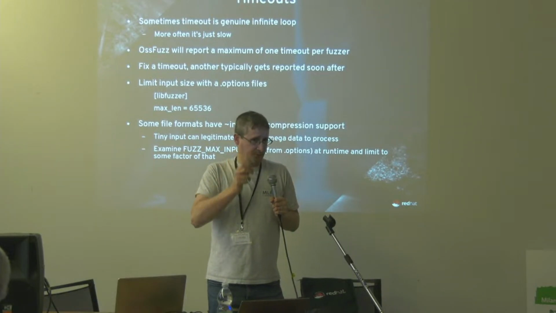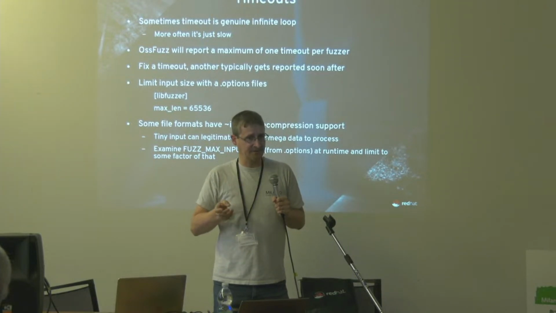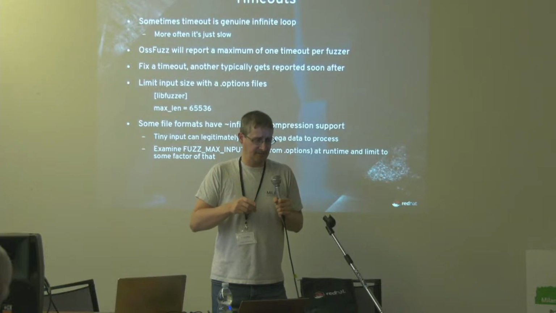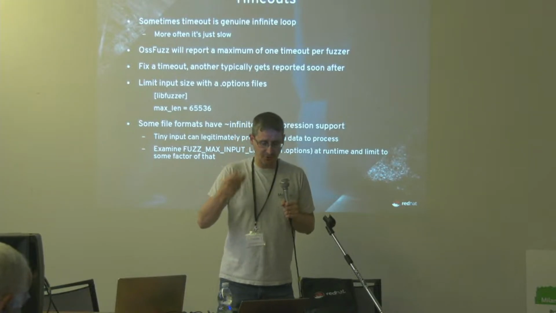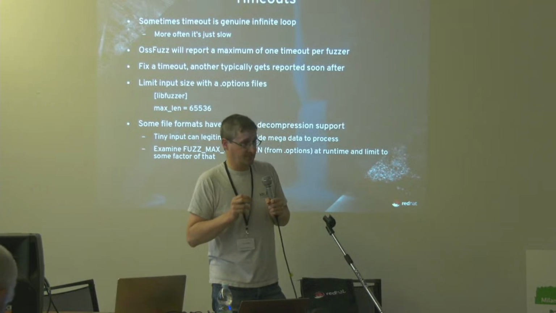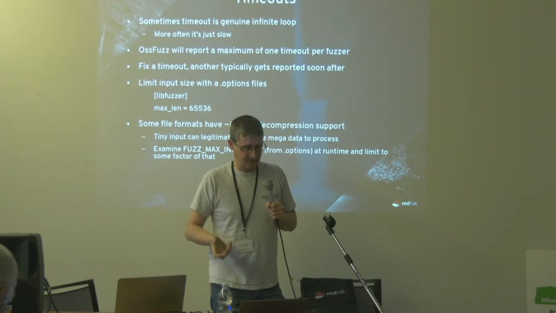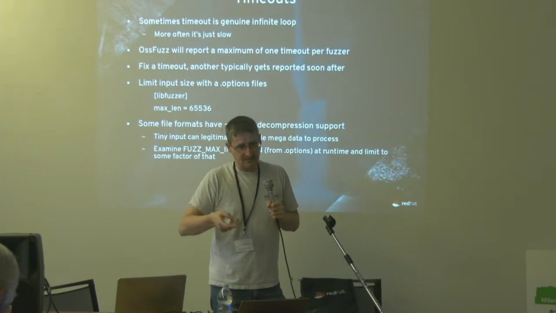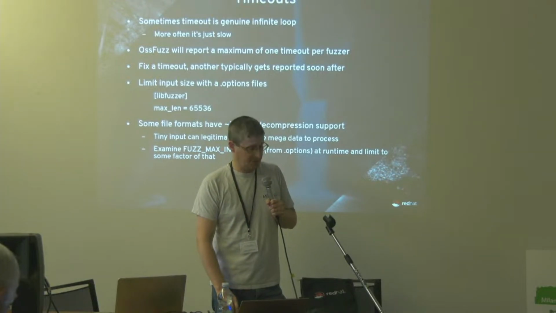It'll report one of them for each fuzzer. If you were to fix it, then another one will be found inevitably. So there's always this constant churn of timeouts. It's great when you find something that's an infinite loop because you've got a real bug. It's really painful when you have this constant sequence of slow documents.